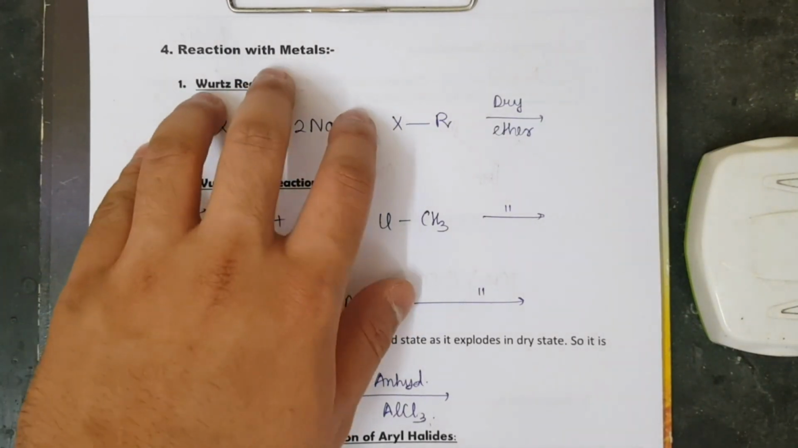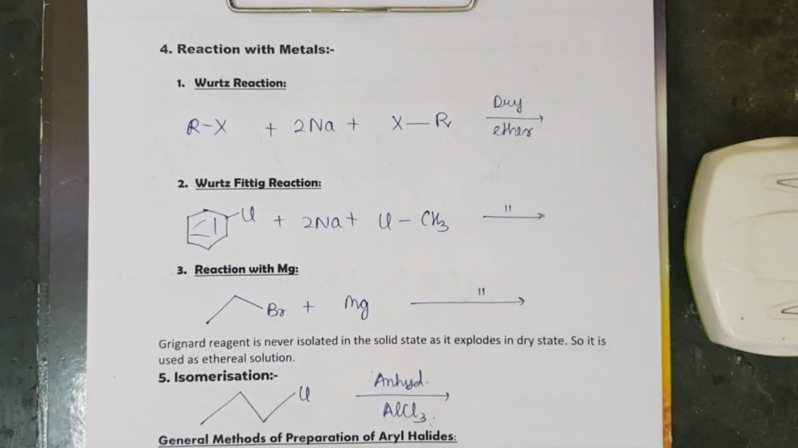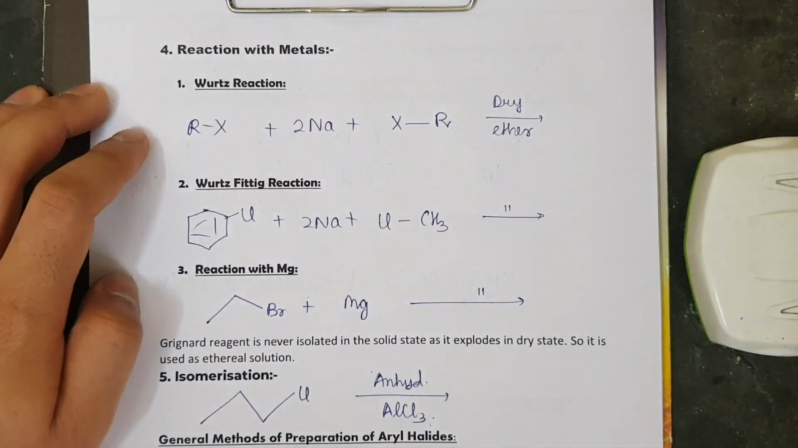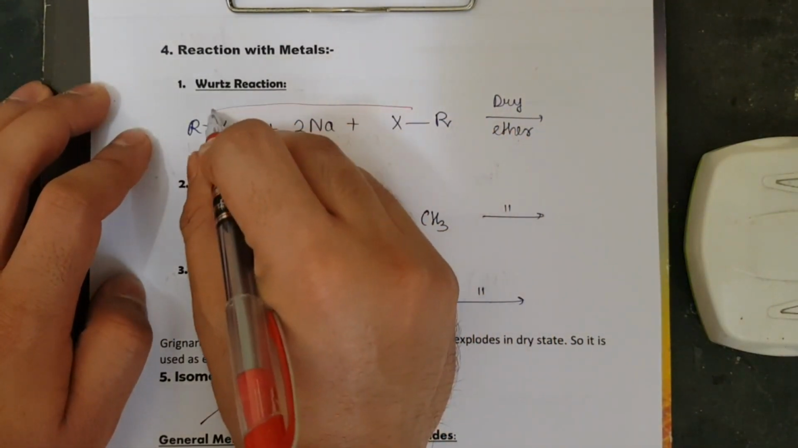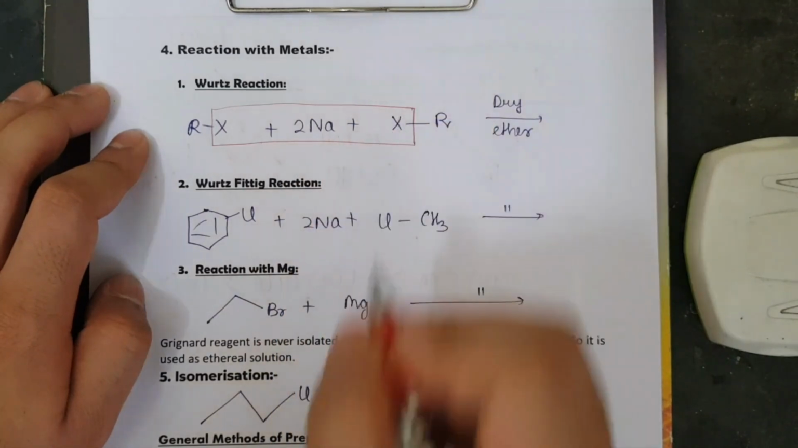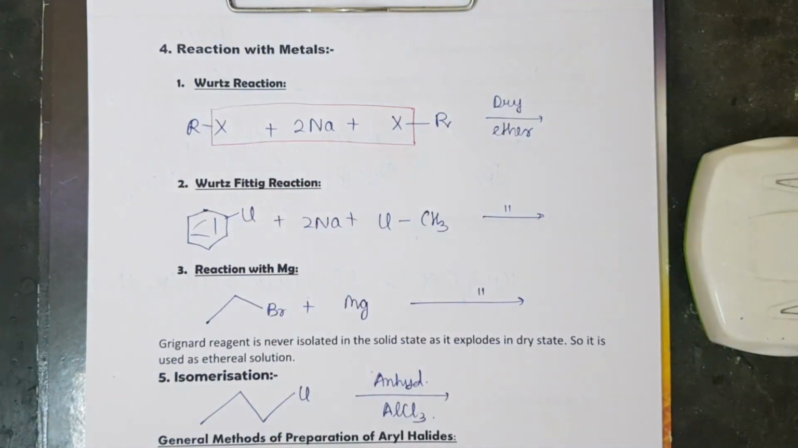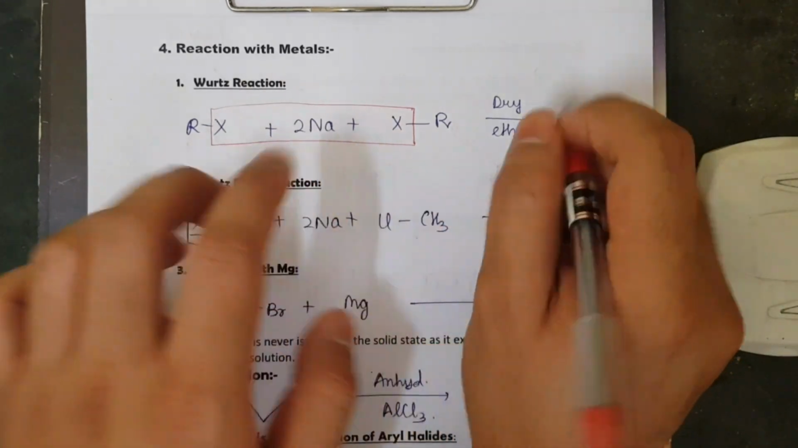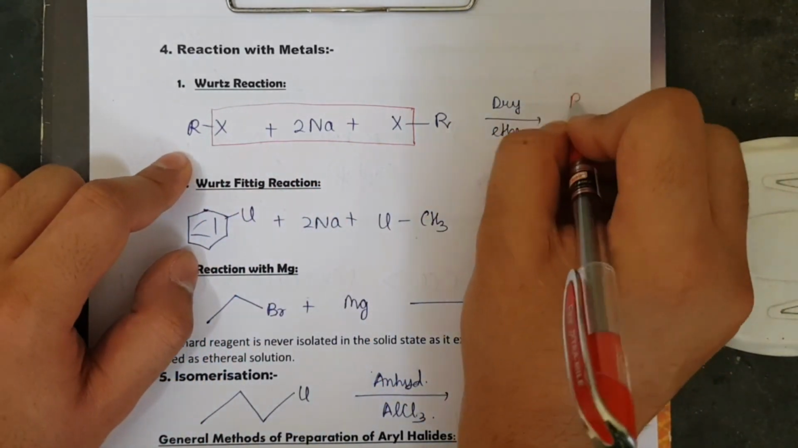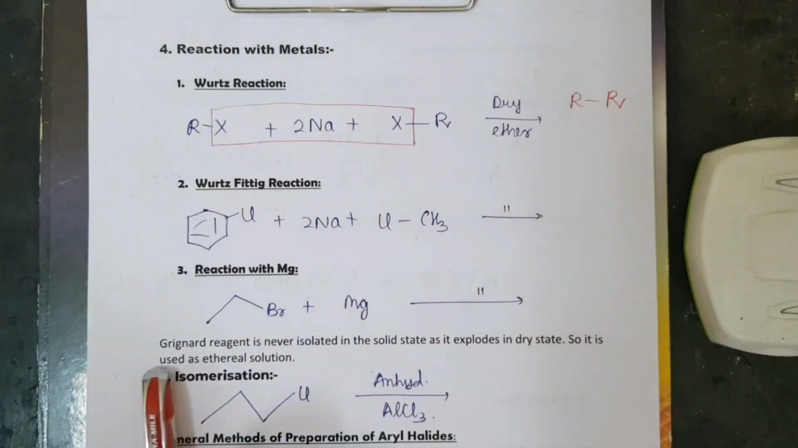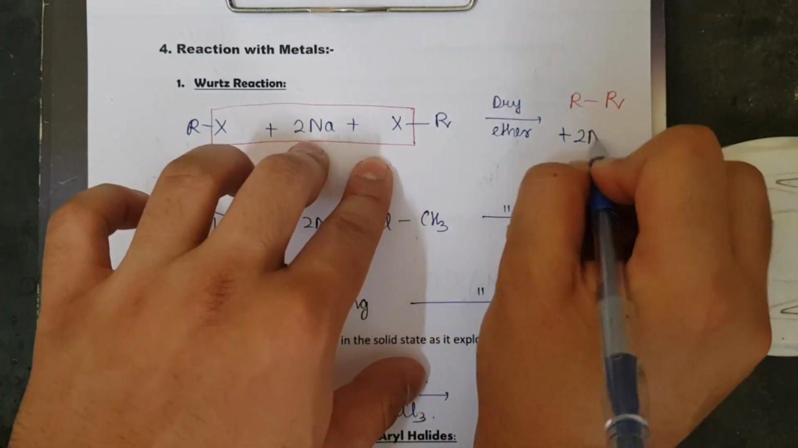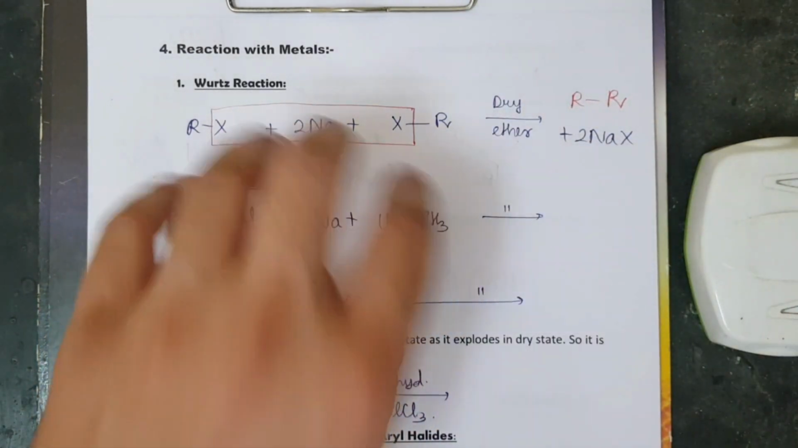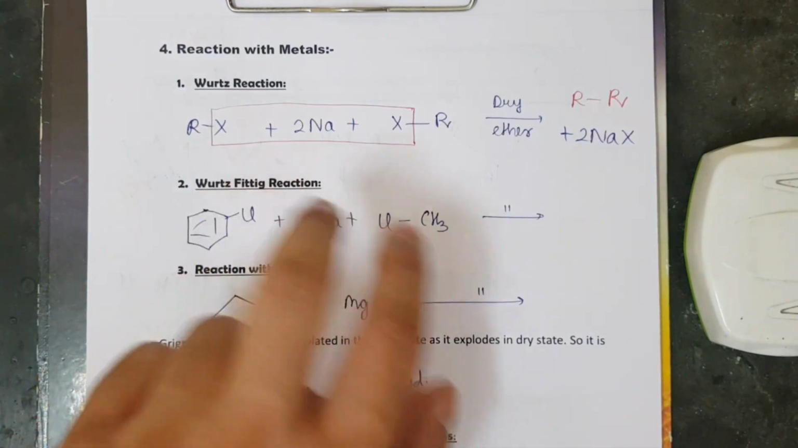Now we have the reaction with metals. First of all, we take the Wurtz reaction. What happens in the Wurtz reaction? We get the formation of symmetrical alkanes or aliphatic compounds. So basically 2Na is given, X and X would be removed, giving the formation of R-R which will be joined together, and moreover we get the removal of 2NaX. Okay, similarly now we have the Wurtz-Fittig reaction.